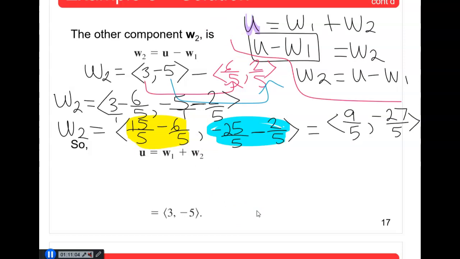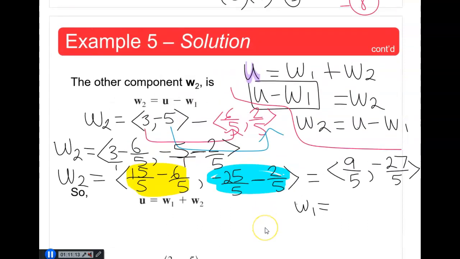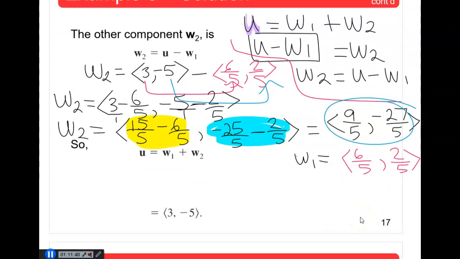Now what we could say is that W sub 1 is what we had here. Actually, 6 over 5 and 2 over 5. That's what it is. And then W sub 2 is the one here. So if we want to check if we add those two, like it says here, and let's see if we get what we had originally for vector u.